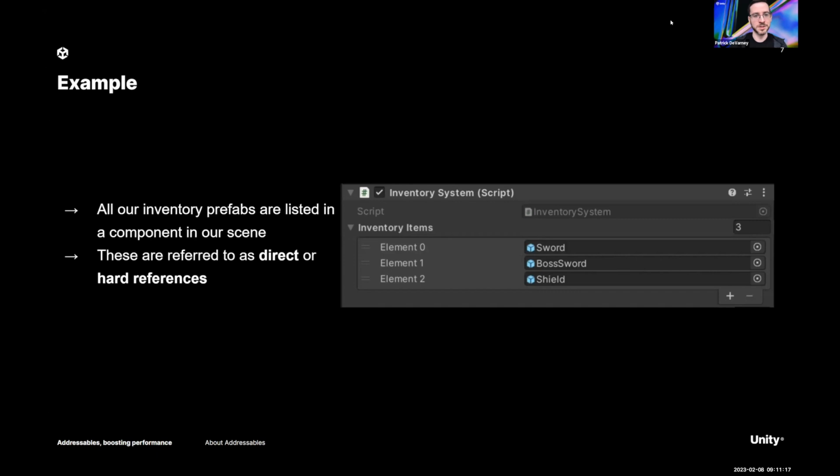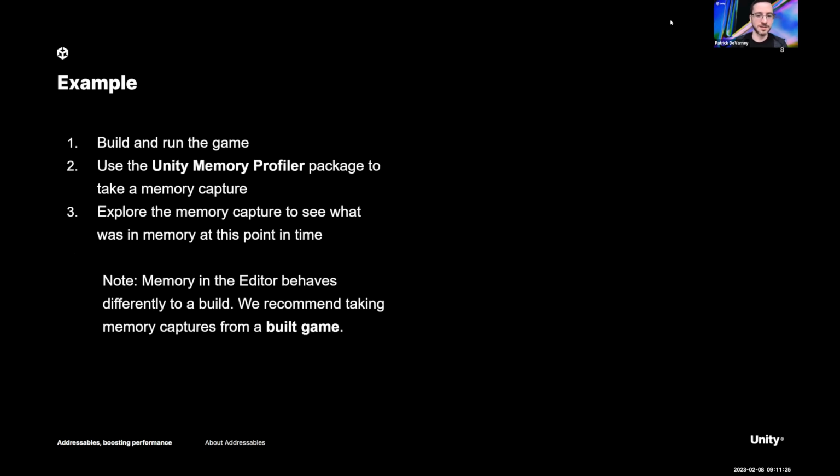And we're going to look at how these direct references can have a negative impact on memory and why implementing addressables is going to address that. No pun intended. So we're going to take a look at memory with this initial example. We're going to build and run the game, and then we're going to download the Unity Memory Profiler package available from Package Manager. We're then going to attach the Unity Memory Profiler to our built game and take a capture. And then we're going to open that capture to see what was in memory at that exact point in time.